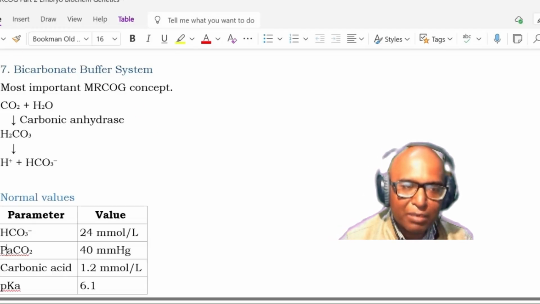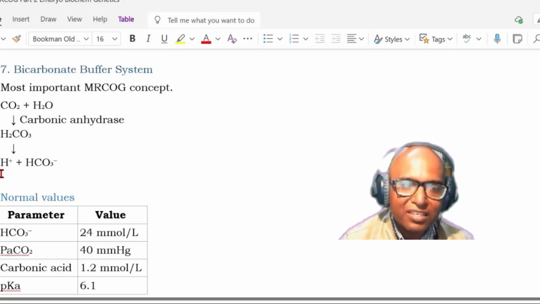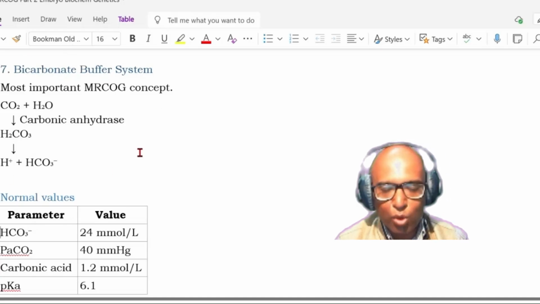And this is bidirectional. Depending upon the pH, if the H+ ions are increased, it will go in this direction and form H2CO3. If the H2CO3 is broken down to CO2 plus H2O, CO2 will be removed from the lungs. And if the hydrogen ions are less, CO2 plus H2O will combine to form H2CO3 in the presence of carbonic anhydrase. This will be broken down to H+ and HCO3-, and it will maintain the hydrogen ion levels and maintain the pH. Okay, so the bicarbonate buffer is the most important buffer.